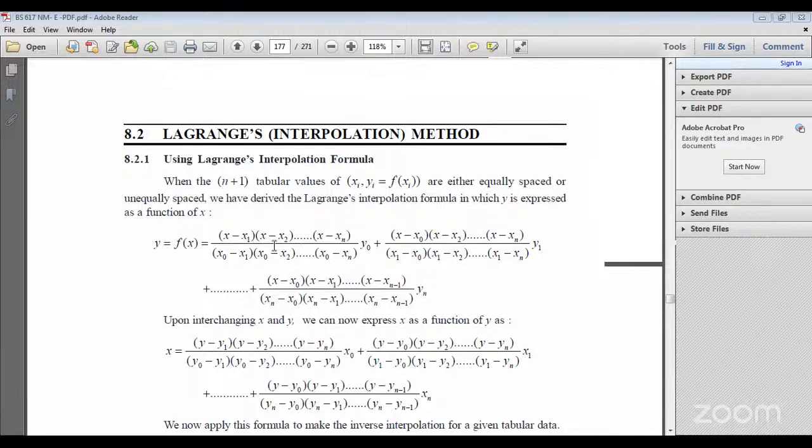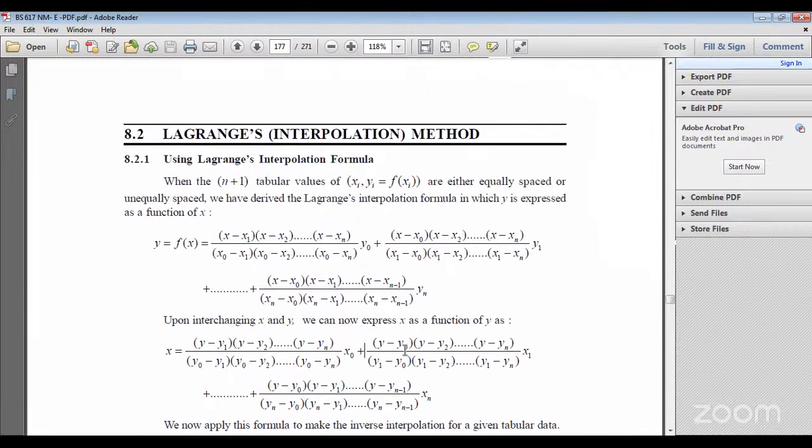So, Lagrange's interpolation formula. Using Lagrange's interpolation formula, what we are doing is, when the n plus 1 tabular values xi, y equal to f of xi are given, either equally spaced or unequally spaced, the derived Lagrange's interpolation formula is expressed as a monomial function. Next week we can learn this.